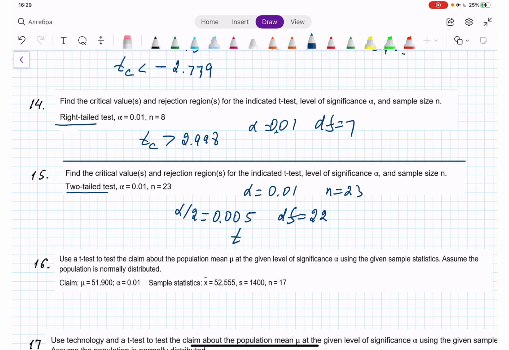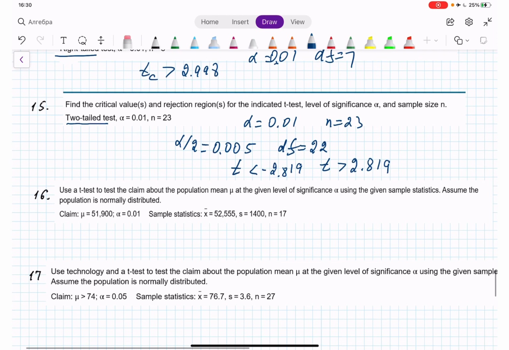Because we have two tail, T critical is going to be less than negative 2.819, and T critical is going to be greater than positive 2.819. We are looking in the tails, right? So a negative one and positive one. Okay. Next question, number 16.